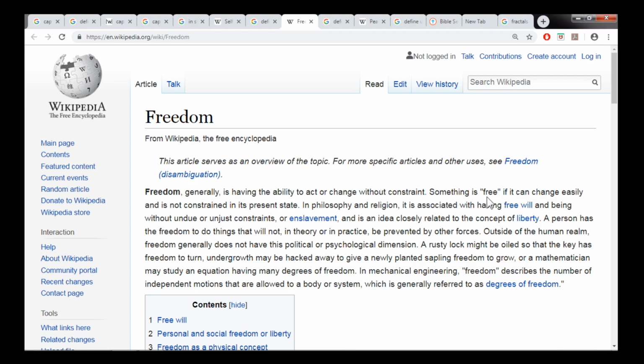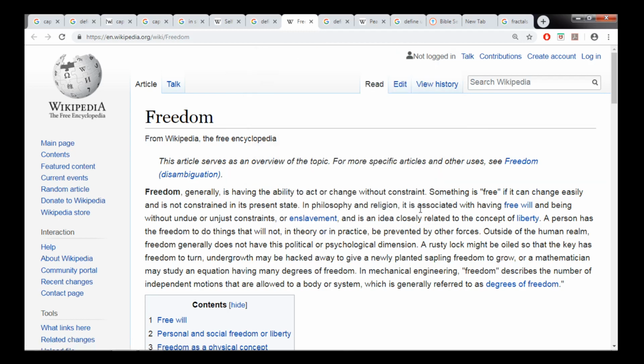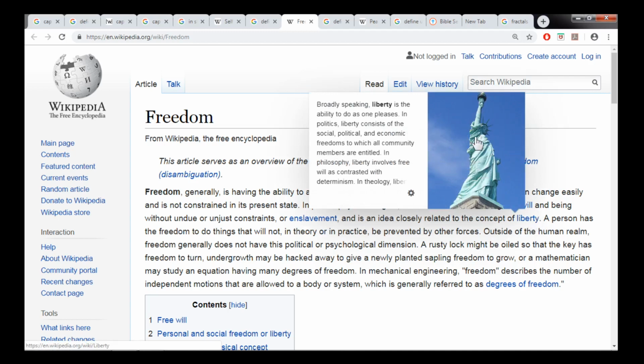Exactly. Something is free if it can change easily and is not constrained in its present state. Wow. In philosophy and religion, it is associated with having free will and being without undue or unjust constraints or enslavement. Of course, I couldn't wait to say it. And is an idea closely related to the concept of liberty. Closely related, right? And they couldn't wait to bash you with, yes, yes, yes: the seven-pointed star. The phoenix. And light worship, who knew?